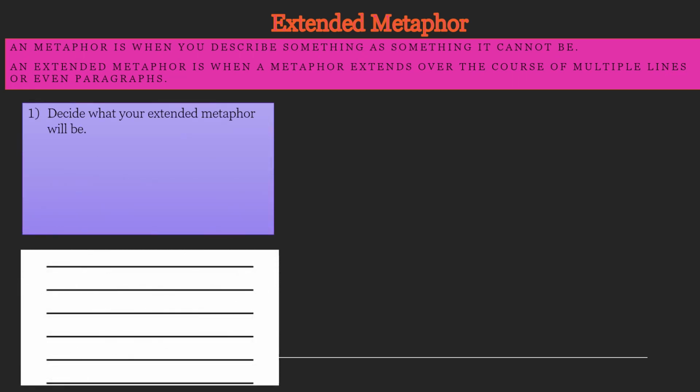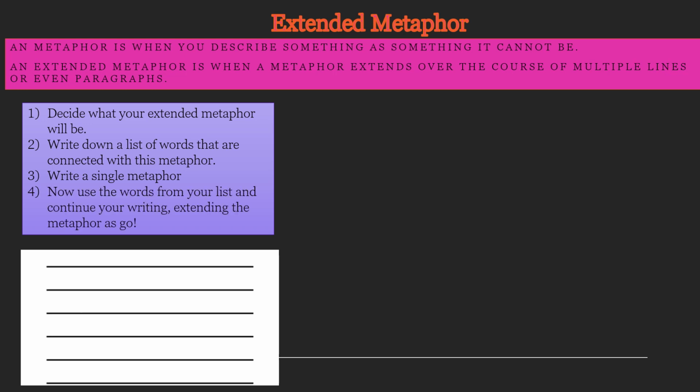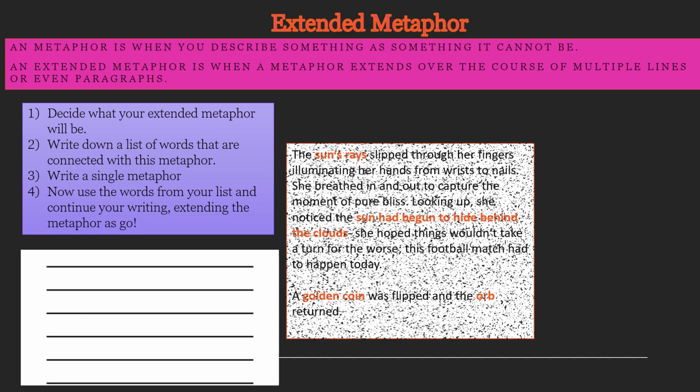And how you do it is you decide what your extended metaphor is going to be. So it's going to be the sun, for example. You write down a list of words that are connected with that metaphor. You write a single metaphor in the first paragraph. And now you use words from your list and you continue your writing, extending the metaphor as you go.